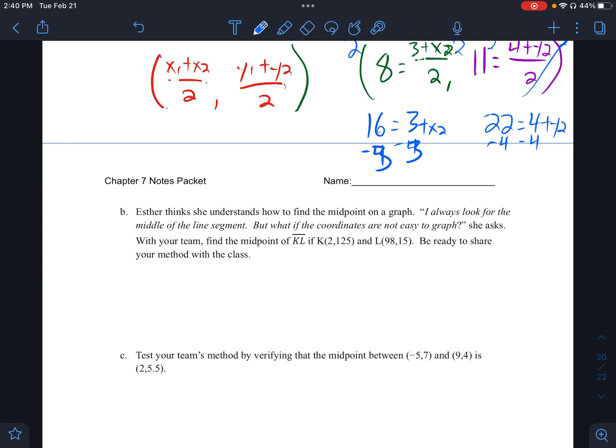Okay, so again, this is just a midpoint formula. 98 plus 2 over 2. 125 plus 15 over 2 gives me 50, and 70 is the middle.